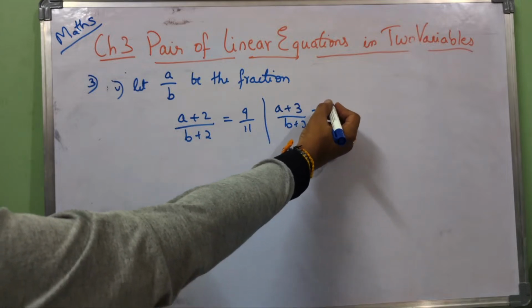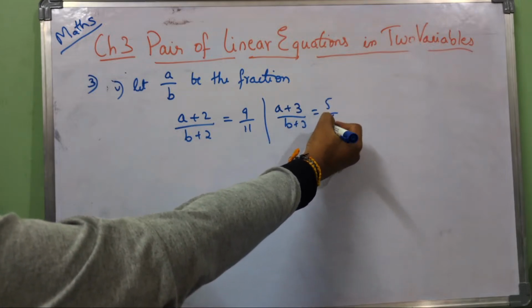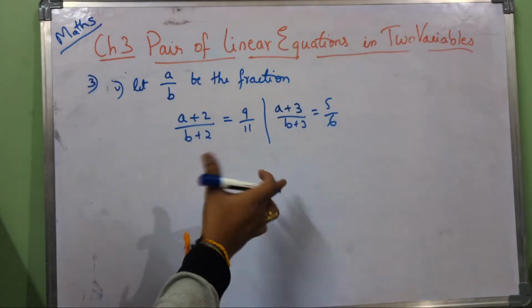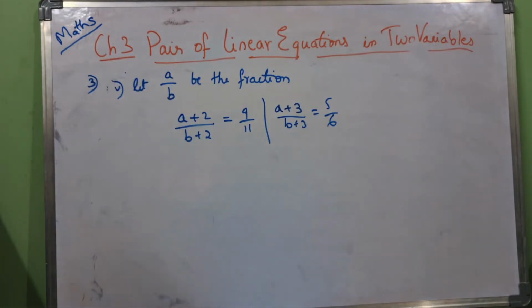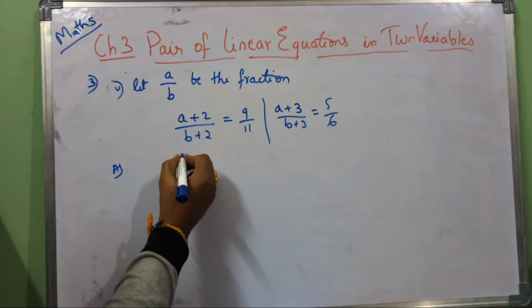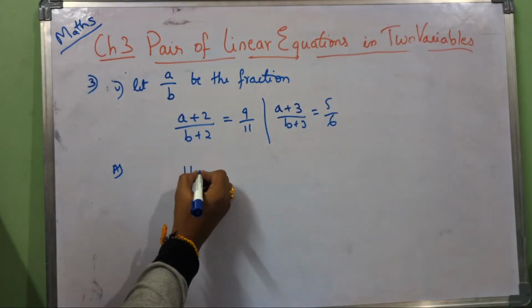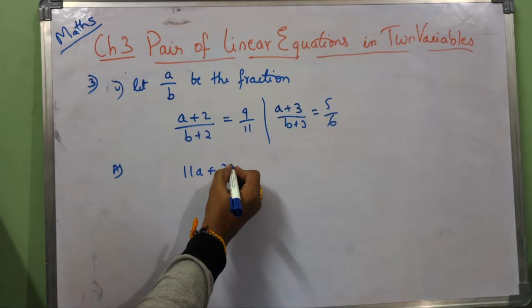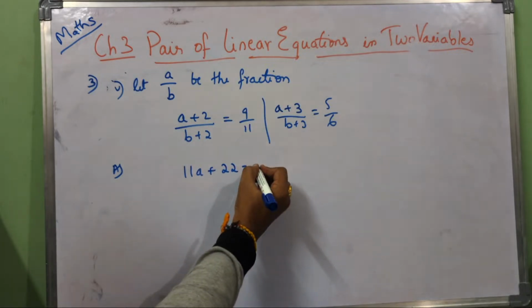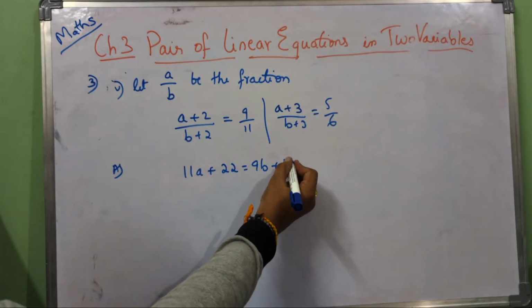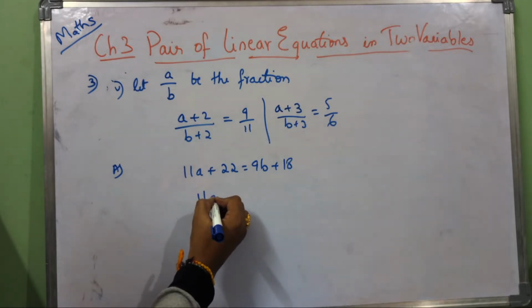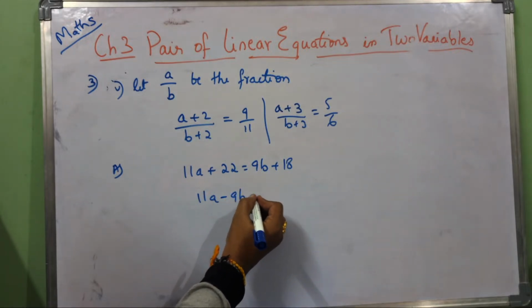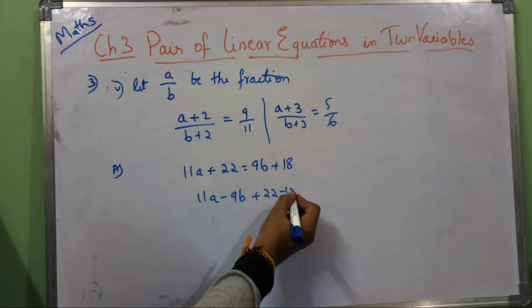Now the fraction became 5 by 6. Let's solve this and get the equations, and then solve using the substitution method. So simple, just cross multiply: a plus 2 into 11. 11 into a plus 2 into 11 is 22, equal to 9 into b. 9b plus 9 2s are 18. 11a minus 9b plus 22 minus 18.